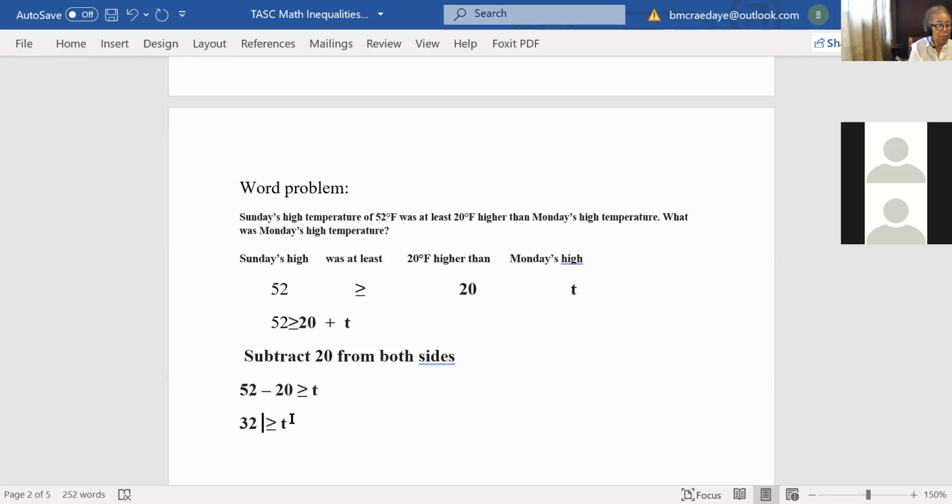In other words, if 32 is greater than or equal to T, then T is less than or equal to 32, right? Yes. So that means the 32 is the highest temperature that it could be. The 32 represents its highest temperature on Monday. It can't exceed the 32, because when you reverse it, T is less than or equal to 32. So 32 is the highest it could be. Okay, so that's your answer.